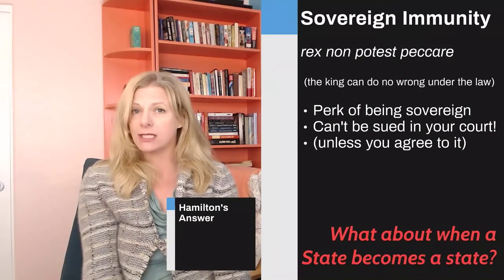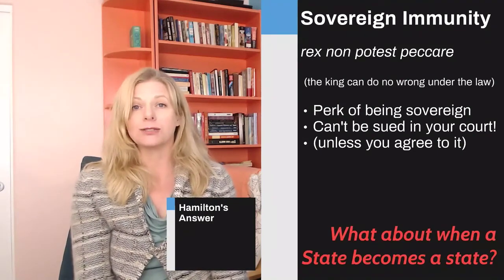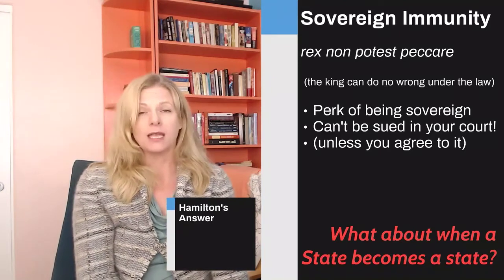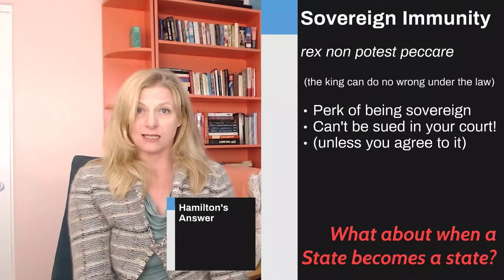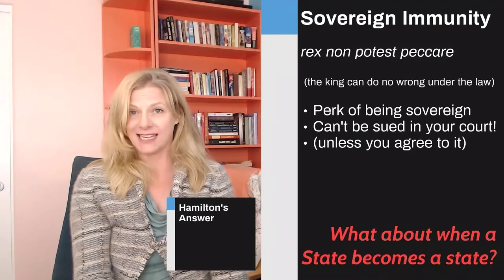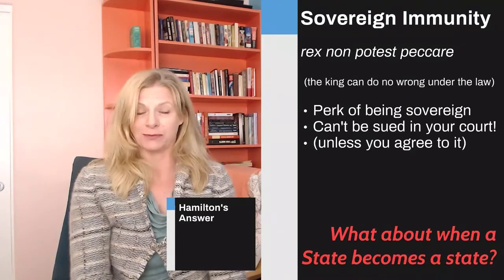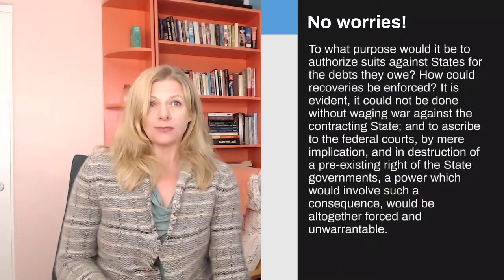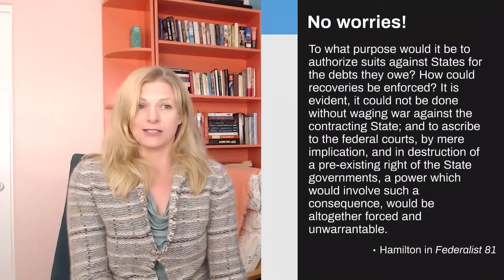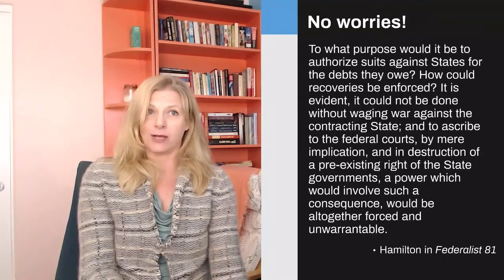So the question that's interesting to us in terms of federalism is what happens when an independent nation state becomes a state under the Constitution. So this was a real question at the time of the founding, and Hamilton actually came up with an answer. And you can find this answer in Federalist 81.